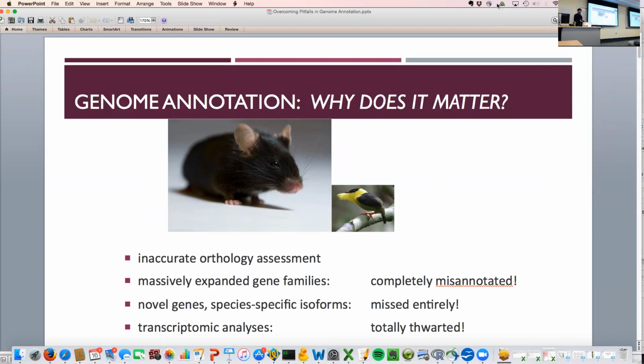Anything that's like a novel gene or a species-specific isoform, these automated methods have no way to deal with, because it's only in your species. And also transcriptomic analyses, if you want to understand some of this stuff about expression, you really need to have very accurate gene models. Otherwise, a lot of your data get totally thrown away. And so I'm hoping by the end of this talk, you'll all see why that is the case with some of these things.